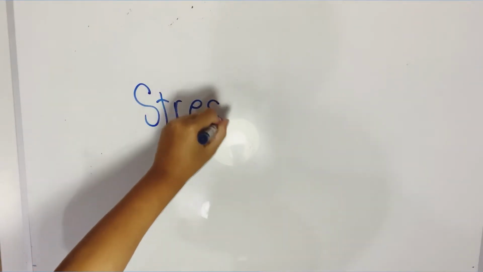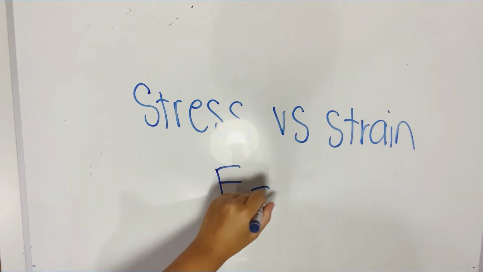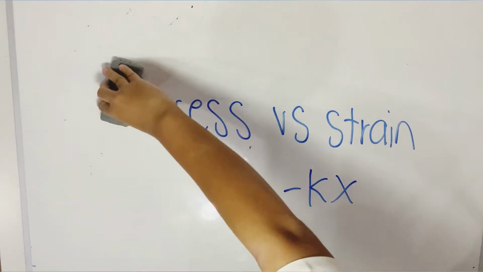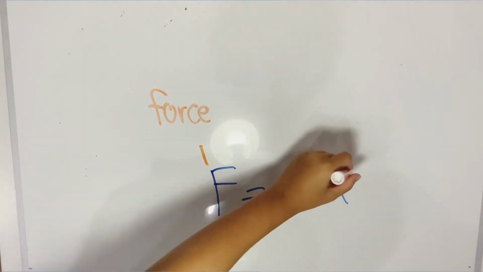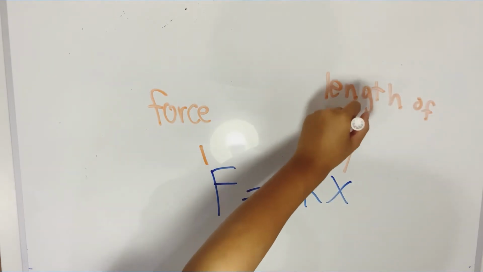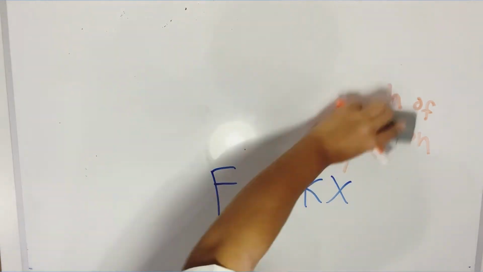So Mr. Robert Hooke noticed that the stress compared to the strain curve has a linear region. The force required to stretch an elastic object is directly proportional to the spring's extension. So F is the force, X is the length of extension, and k is the constant of proportionality.